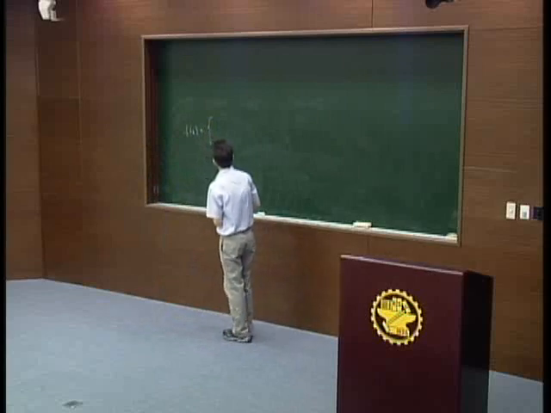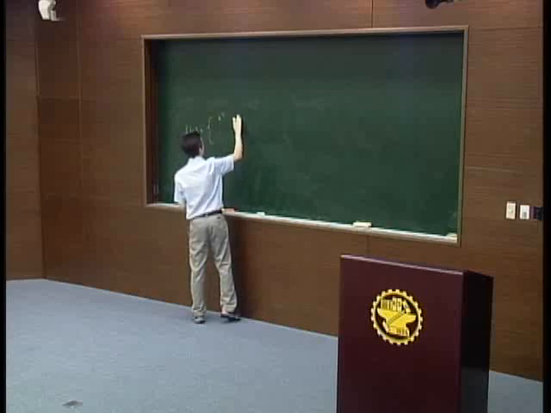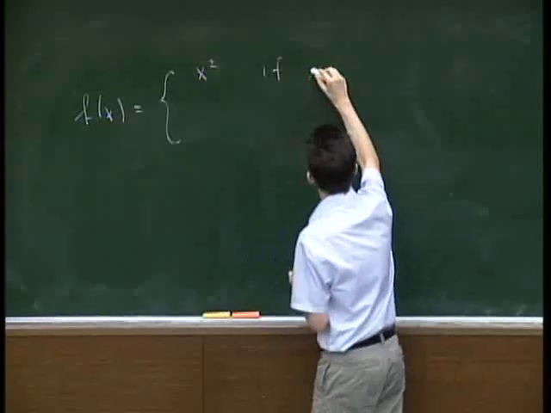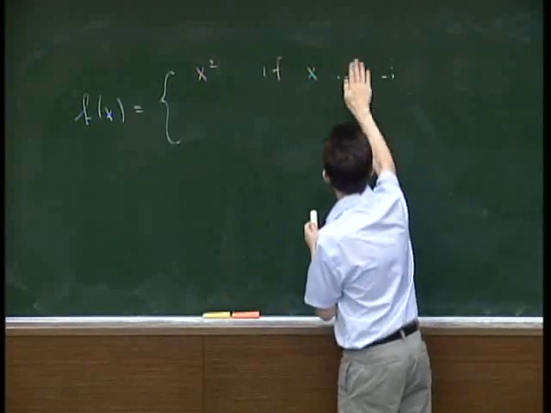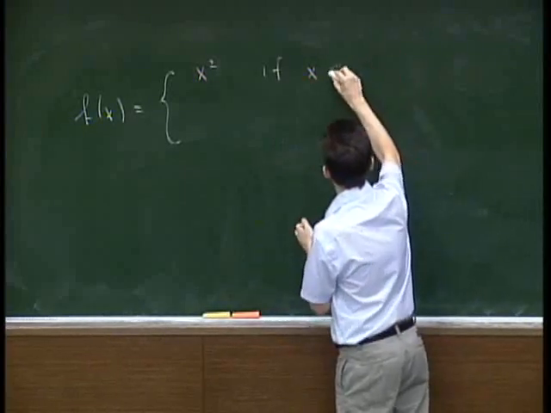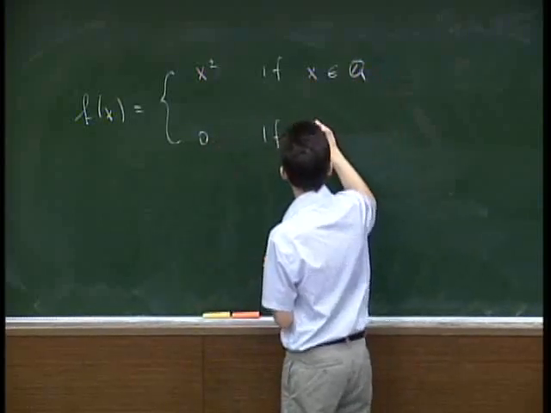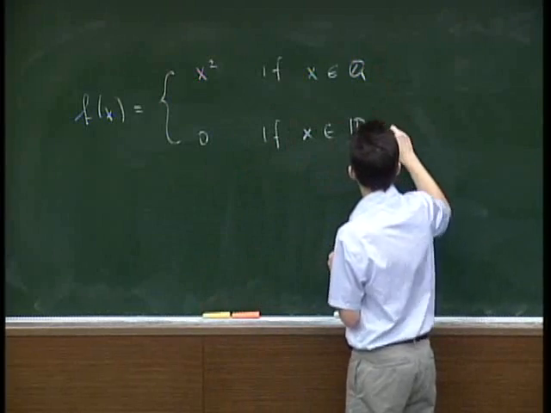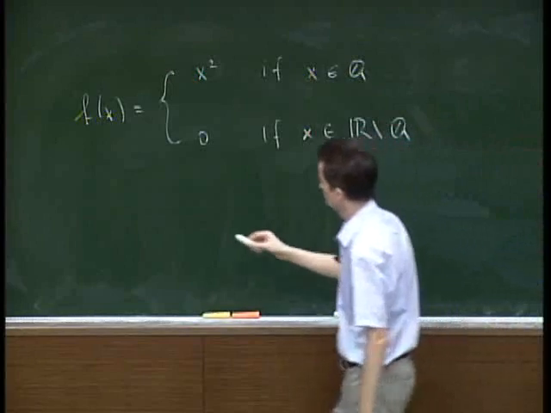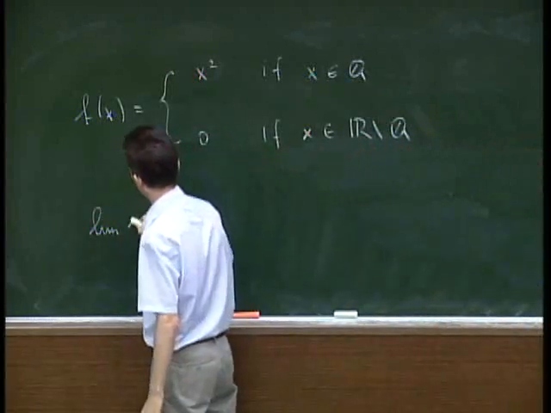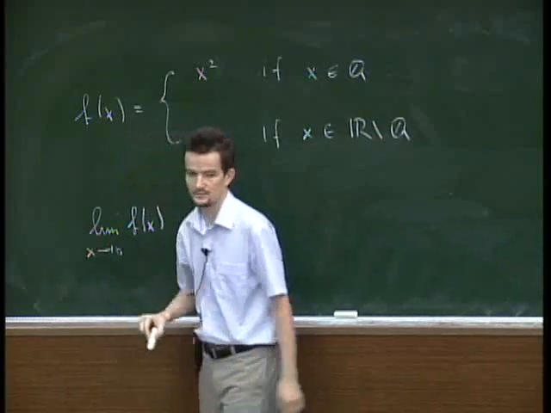For instance, let's choose the example f(x) = x squared if x is rational and 0 if x is irrational. Okay, so for this function, if you consider the limit of f of x as x approaches 0, what will happen?